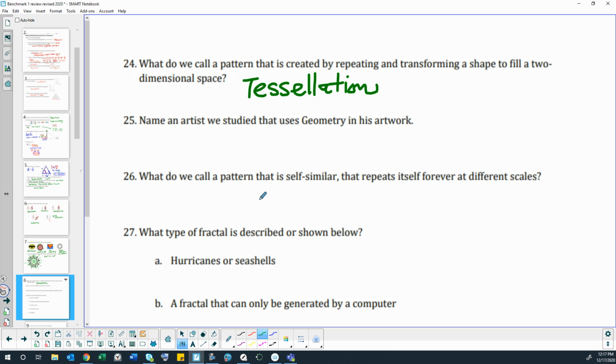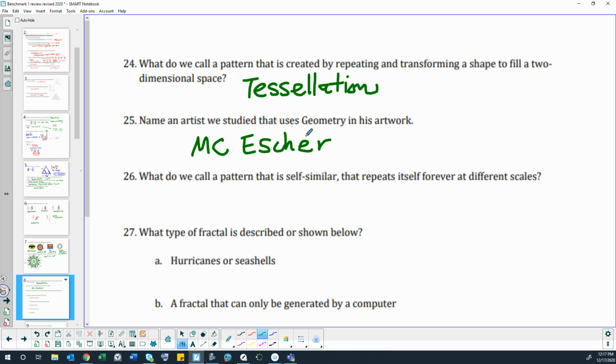Name an artist that uses geometry in his artwork. The name of the man that we talked about, his name is M.C. Escher. Just has lots of geometry and lots of tessellations in his artwork. Like we looked at some that have tessellating horses or lizards or birds and fish, things like that.